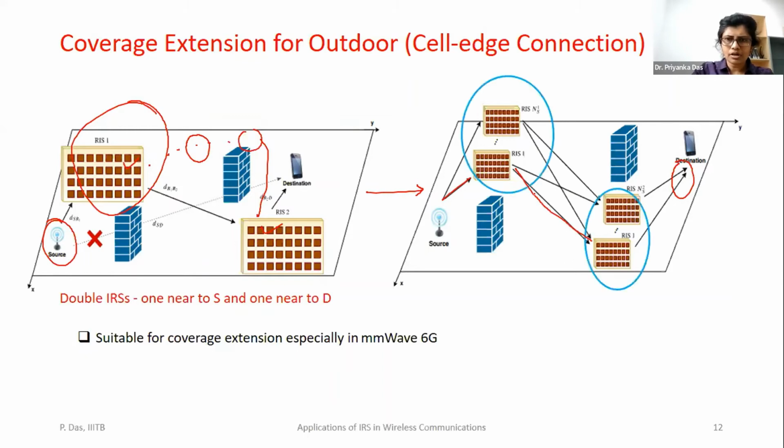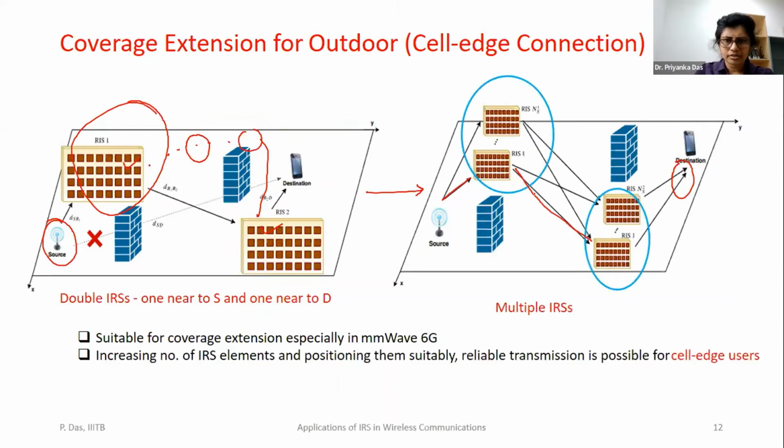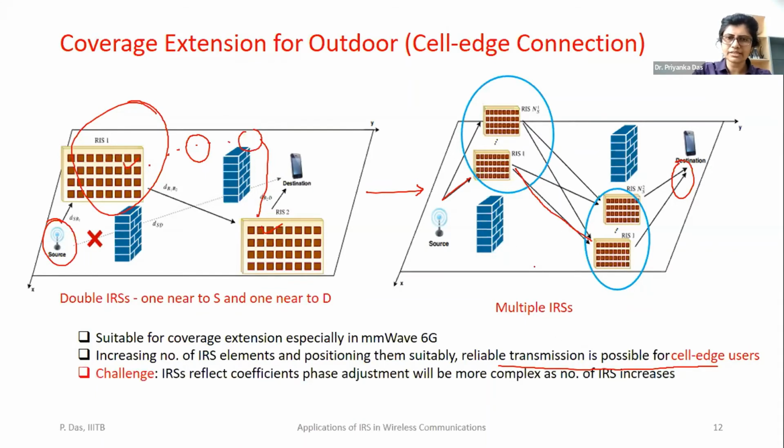Now, what are we trying to achieve? Let's say you put your IRS; can you try to cover the cell-edge users? Reliable transmission is possible for cell-edge users by putting more and more IRS. Obviously, there is no free lunch. You have to compromise. There will be complexity in controlling all these IRS phase shift elements. If you are including more and more IRS, you have to keep in mind that you have to adjust the phase shift suitably. Otherwise, you are not going to get the benefit.